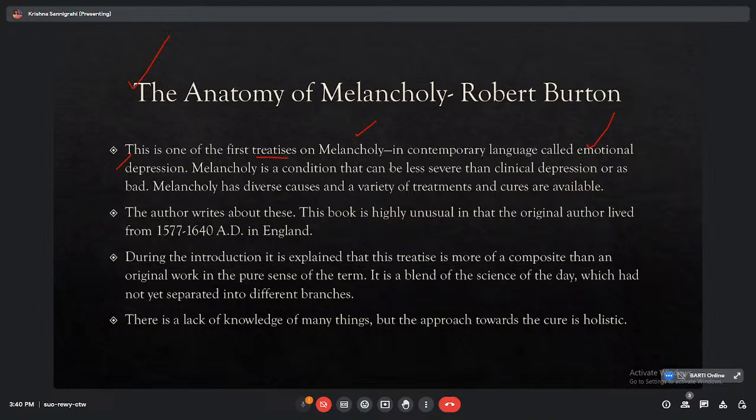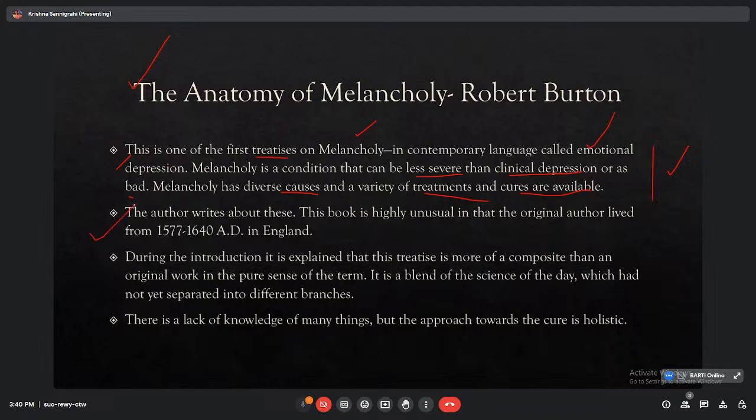Melancholy is a condition that can be less severe than clinical depression or as bad. Melancholy has diverse causes, and a variety of treatments and cures are available. Basically, being sad or emotionally depressed is what melancholy talks about. Depression is a very common and evident example in and around us now. So the author writes about this.